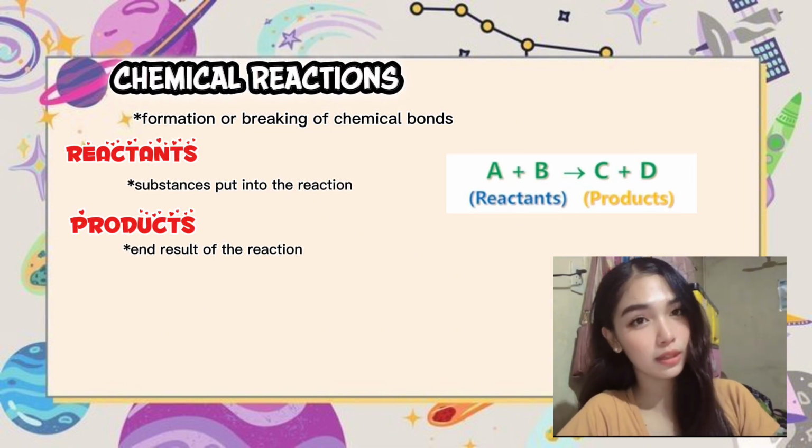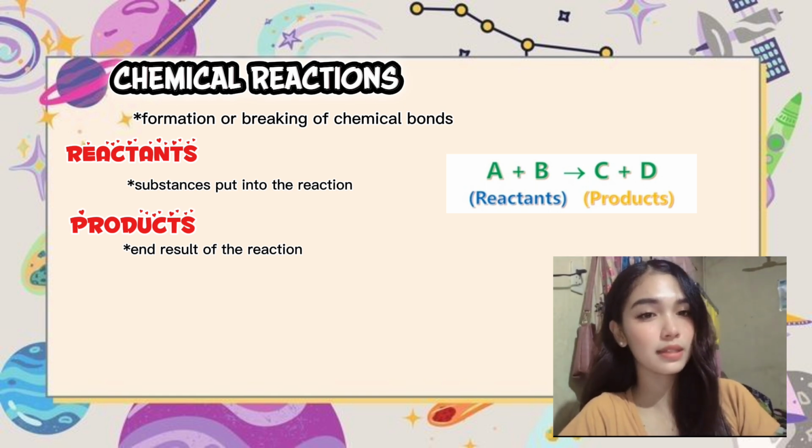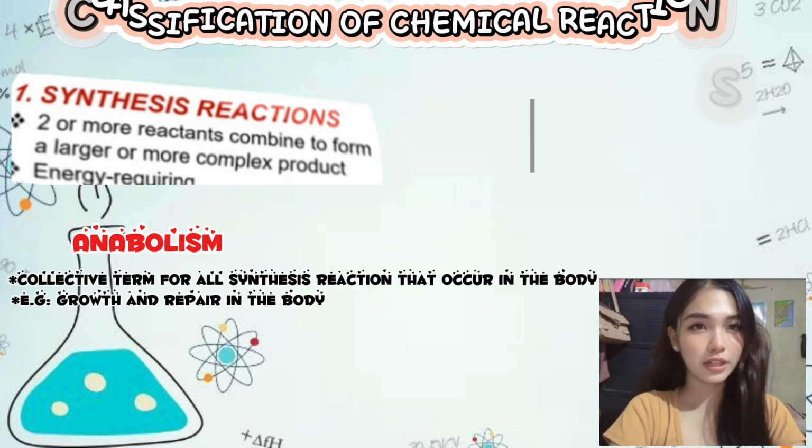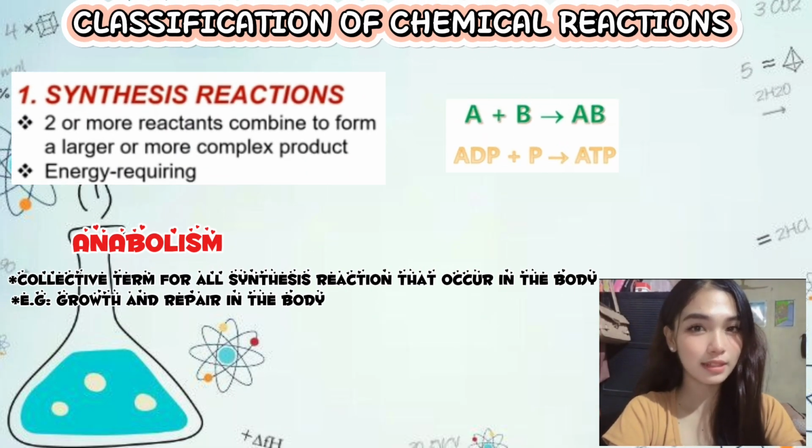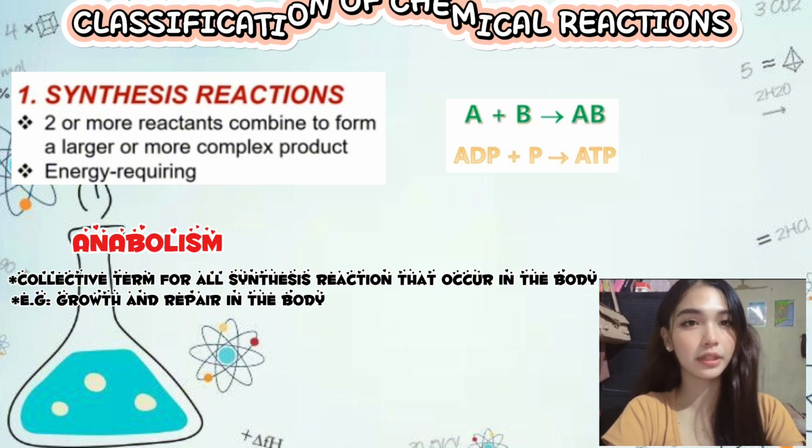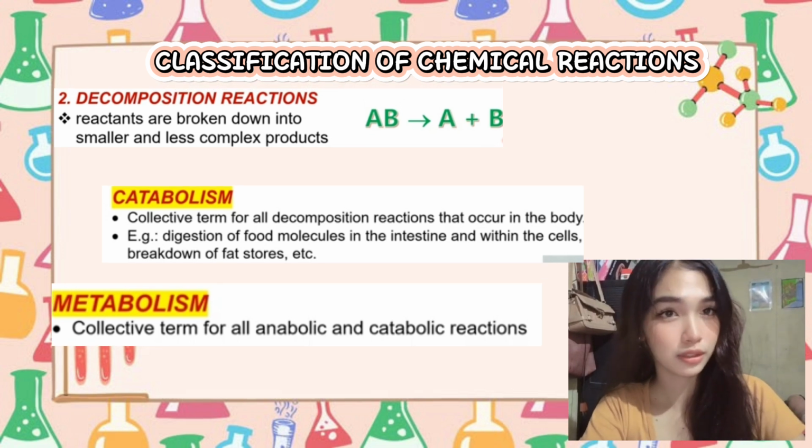So for the different types of chemical reactions, a chemical reaction is the formation or breaking of chemical bonds, and you should have your reactants. Reactants are the substances put into the reaction, and then of course the end result of the reaction is what you call the products. The other classification of chemical reactions includes first the synthesis. This is when two or more reactants combine into a more complex product, and this is actually energy requiring. A plus B are the reactants and your product will be AB. Anabolism is a collective term for all synthesis reactions that occur in the body, for example, growth and repair in the body. The second is the decomposition reactions.